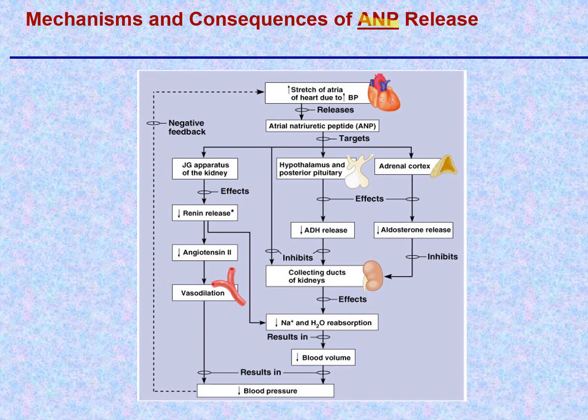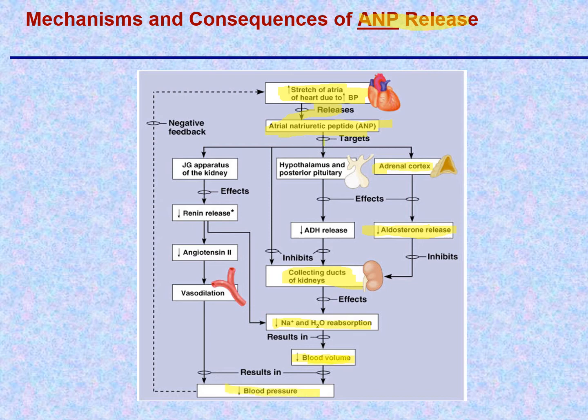And this is a diagram that summarizes that. If you have higher pressure, therefore stretch of the atria in the heart, you get release of atrial natriuretic peptide, and its target tissues include the adrenal cortex. It will inhibit aldosterone release, therefore inhibiting sodium and water retention in the tubules and collecting ducts of the kidney, and therefore dropping the blood volume because you get less sodium and water reabsorption. Blood volume goes down, blood pressure goes down.